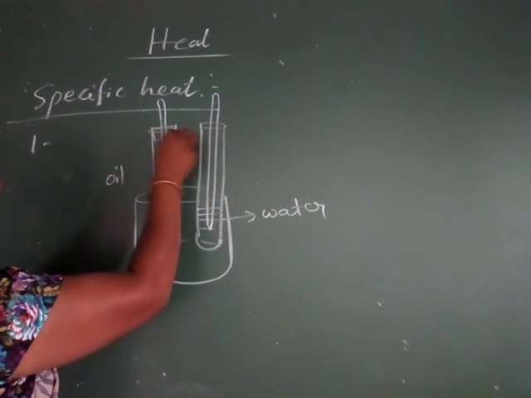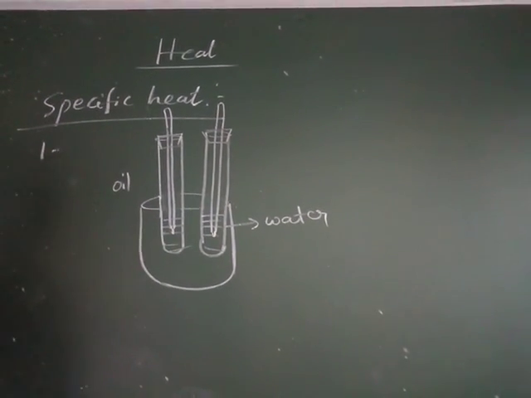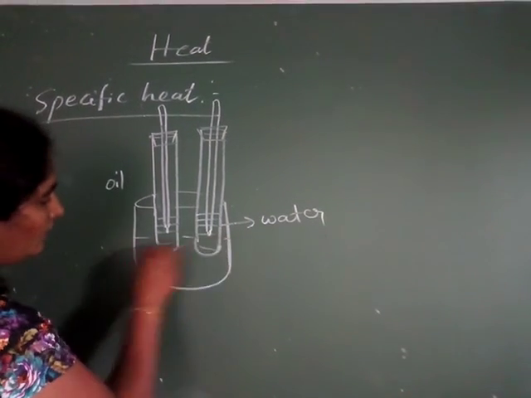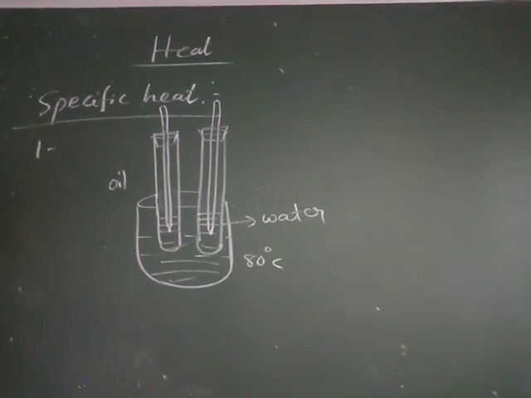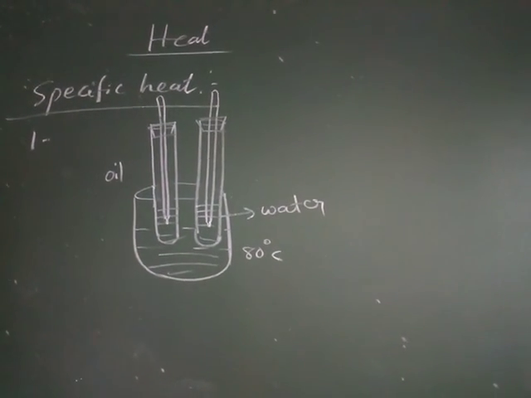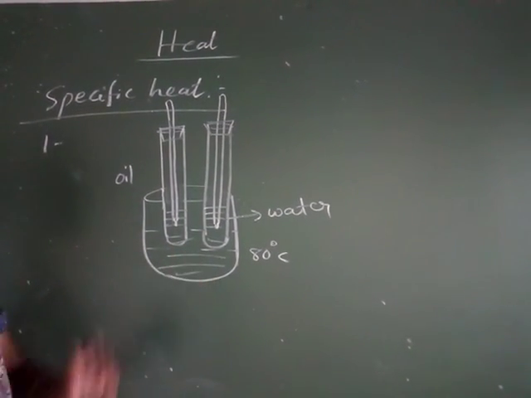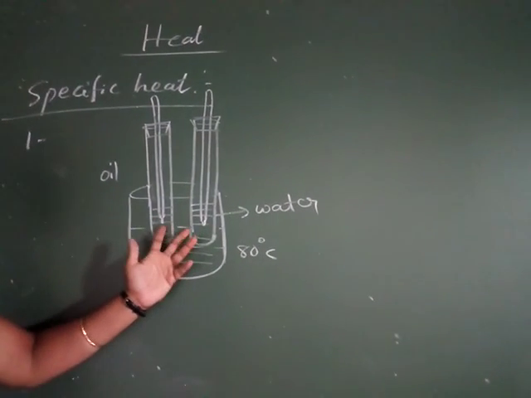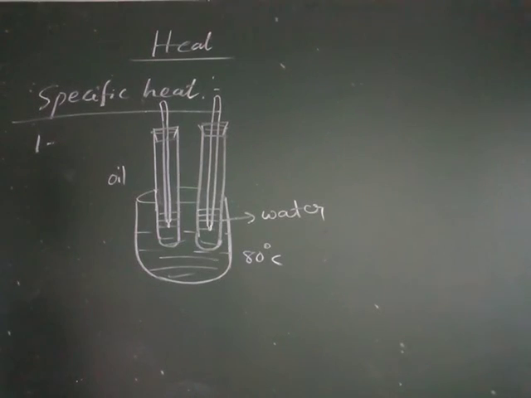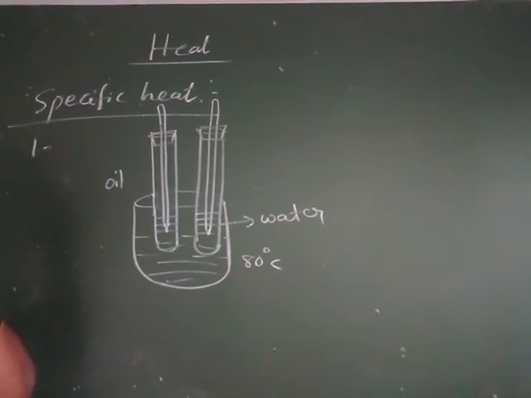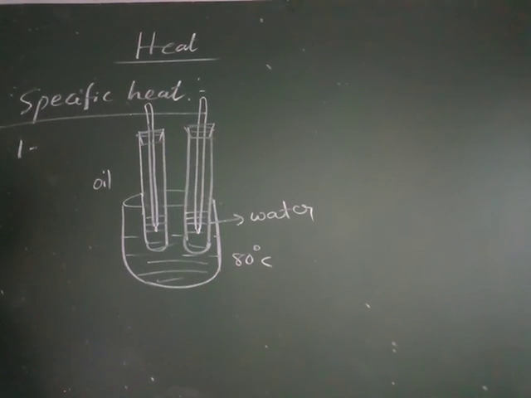Here is the box. This is the arrangement for this activity. Now pour some hot water at 80 degrees Celsius, suppose. This is the activity. Take one beaker with 80 degrees Celsius hot water in it, and in the two test tubes, take oil in one and water in the other. Now measure the initial temperature of both test tubes.